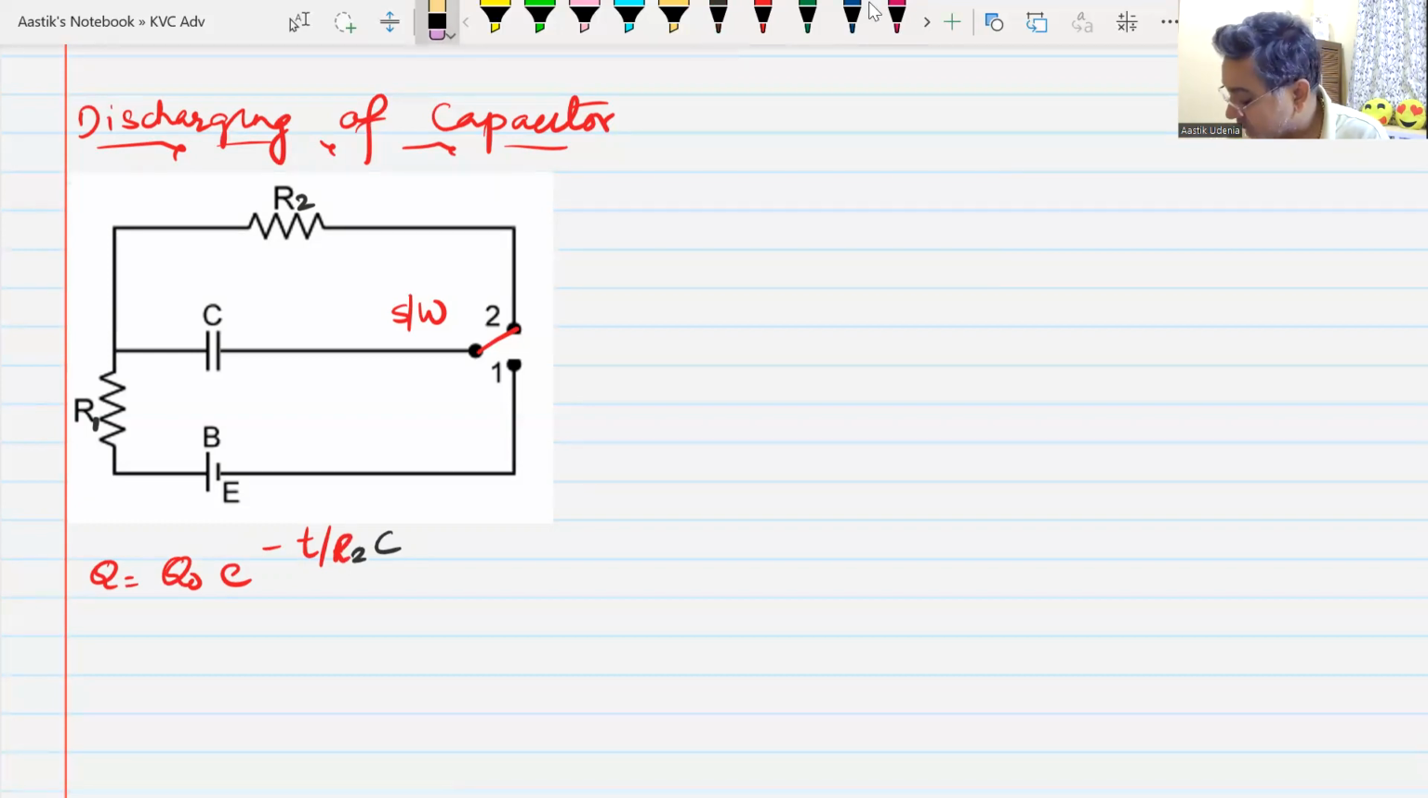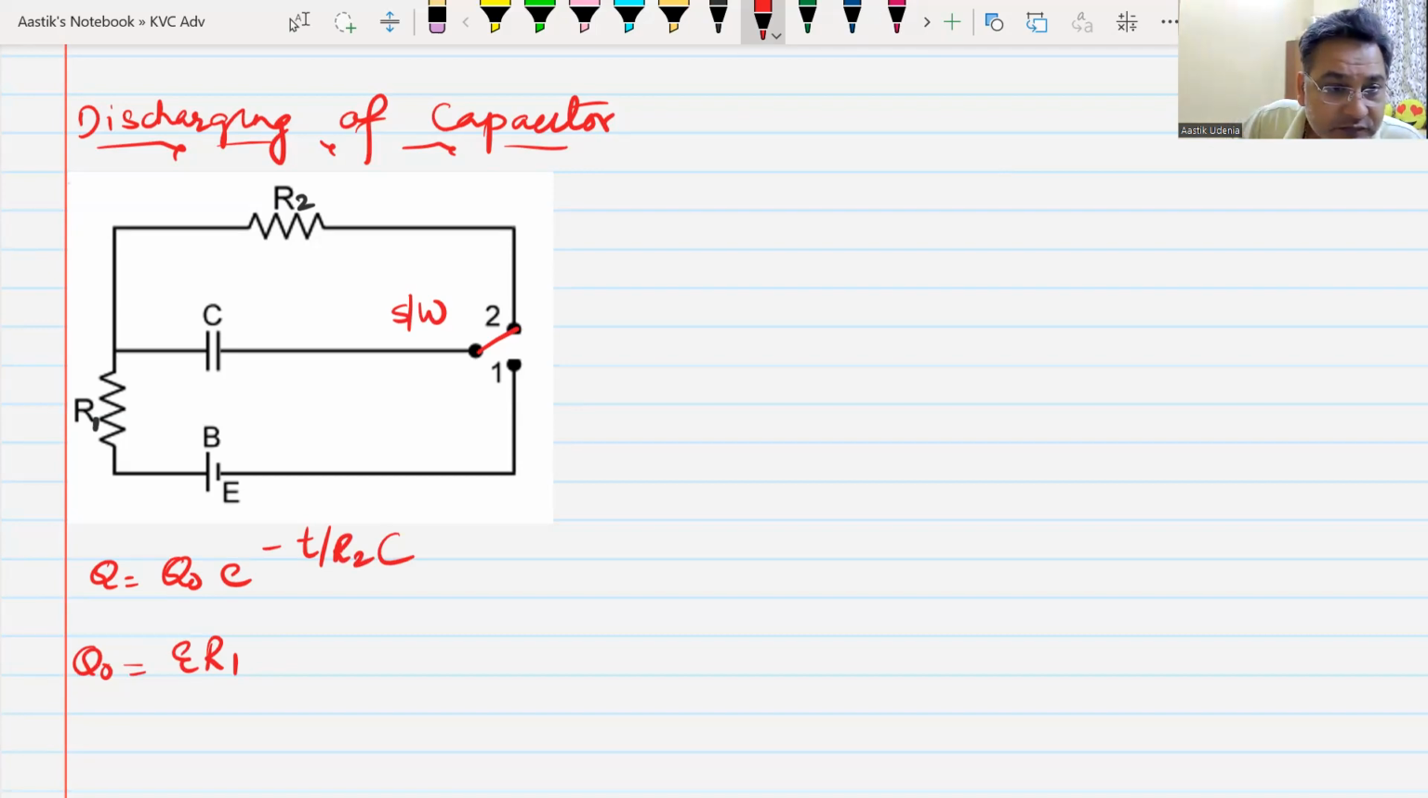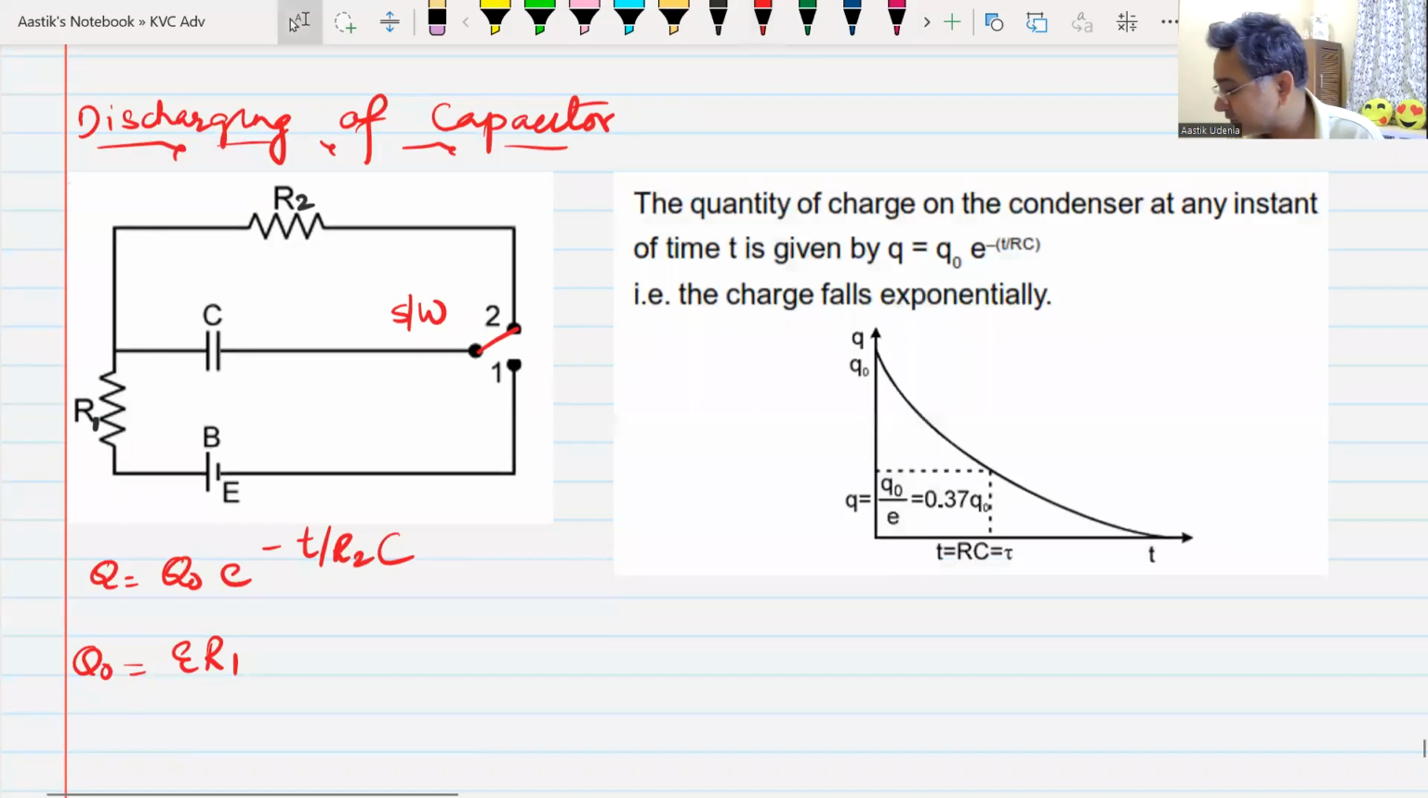Do we understand this? Where this Q0 was the maximum value of charge and that was E multiplied by R1 because it was charging from a different resistor and getting discharged by a different resistor. Do we understand what I'm saying here? In this circuit, they have drawn both resistances as same. Both resistances can be same, they can be different. So we can do the case of the different one. Once you understand the case of the different one, you can understand the case for the same one.